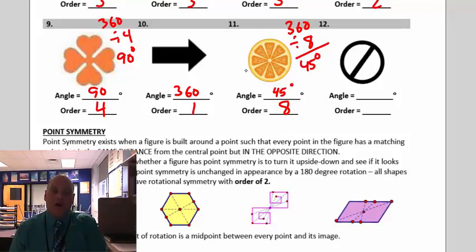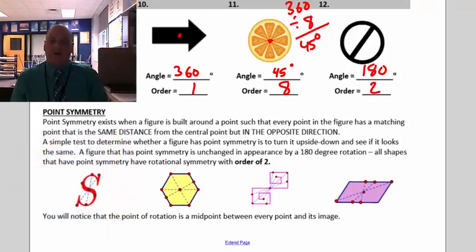What am I rotating around? I'm rotating around the center of the orange right there. Rotating around the center. And then this one here, you could rotate it upside down. It'll look exactly the same. So that's an order of 2 with a 180-degree rotation.